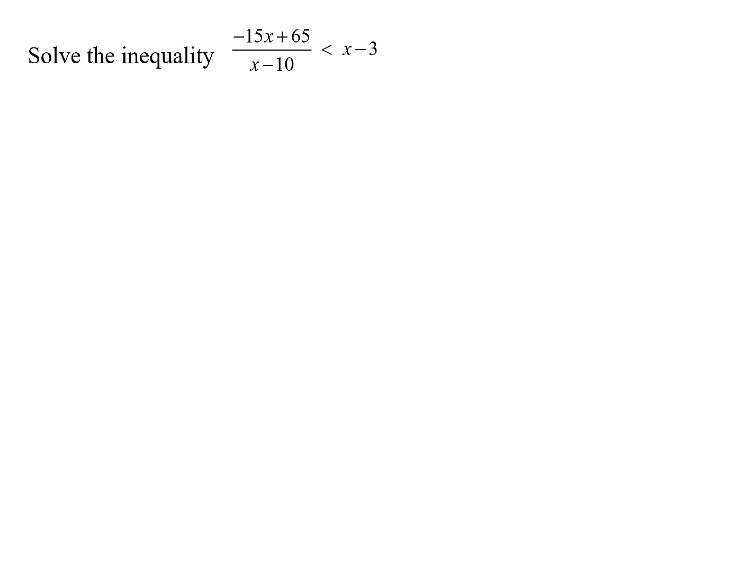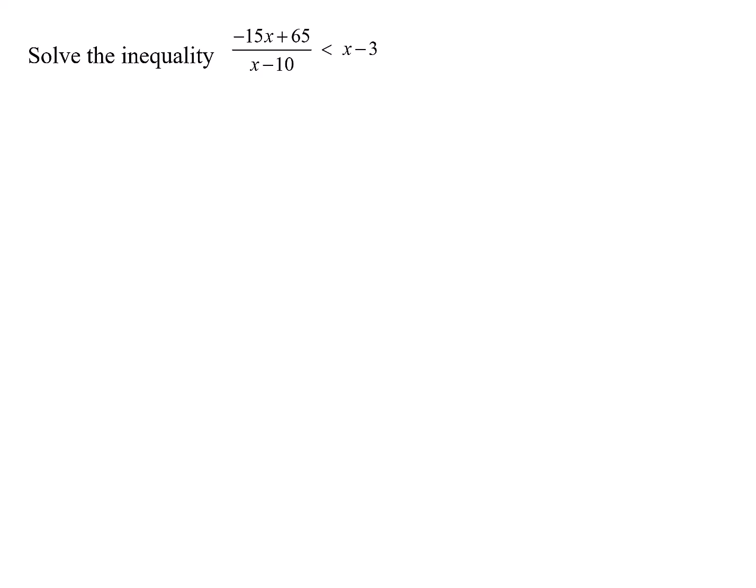We need to solve this rational inequality. One of the things you have to be careful about when you have an inequality with a rational function is you can't clear it of fractions by multiplying both sides by x minus 10. The reason is that you don't know what x is, and if x was something less than 10, that would be negative, and you'd be multiplying both sides by a negative, which would have you turn the inequality sign.